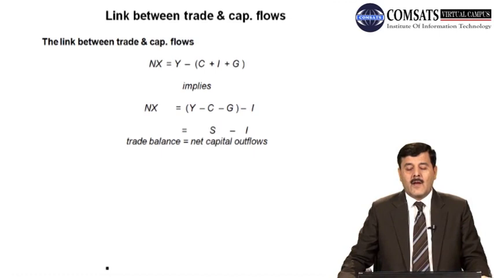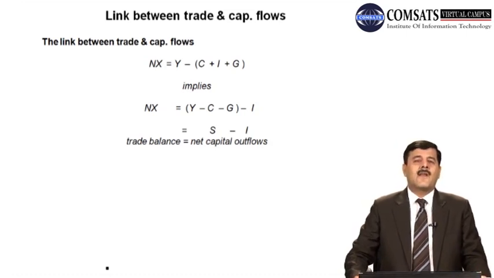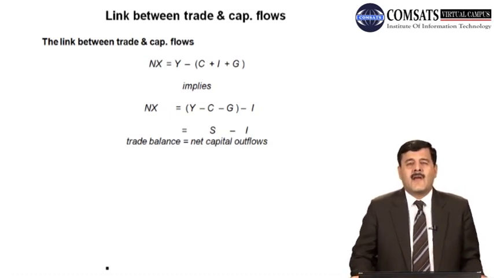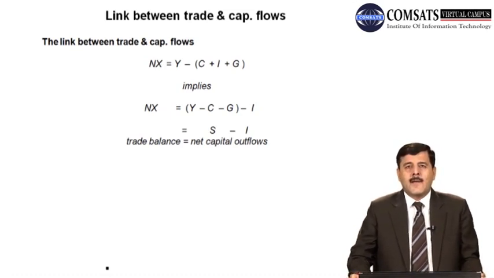Now, how can we determine the link between these two: the trade balance, or trade surplus, and capital flows? In what way can we link these two things? We have talked about the trade surplus, the trade of goods and services. Then we have talked about capital inflow and outflow, and now how can the two be linked with each other?